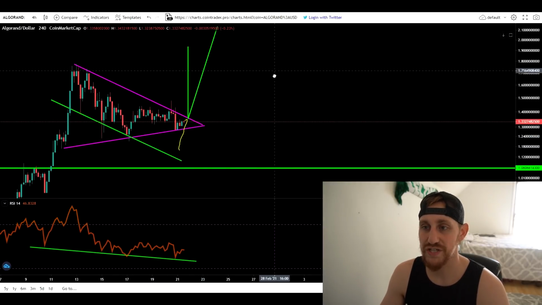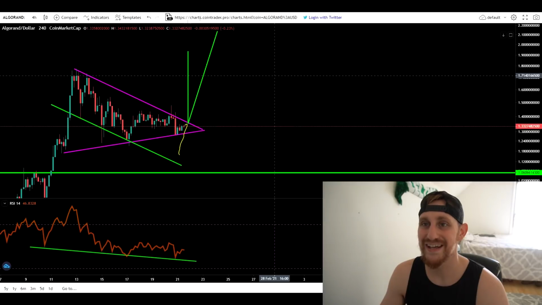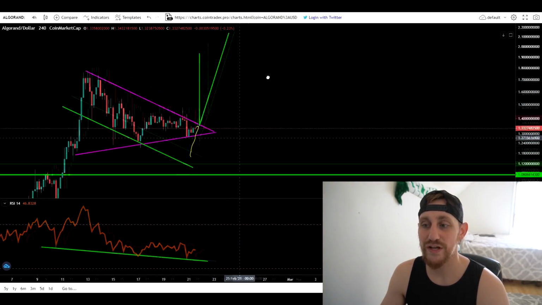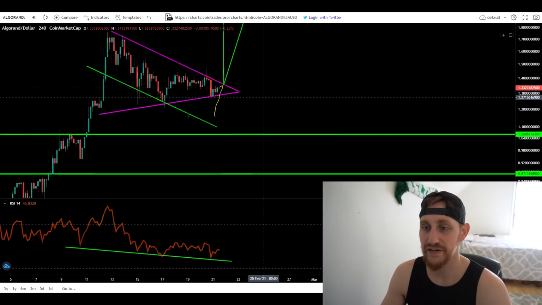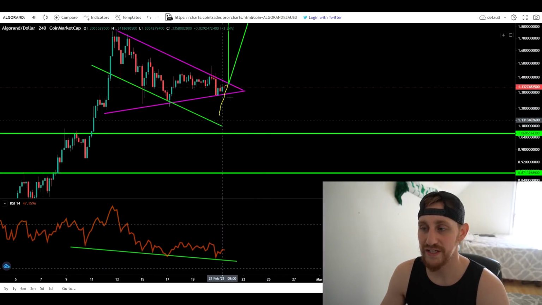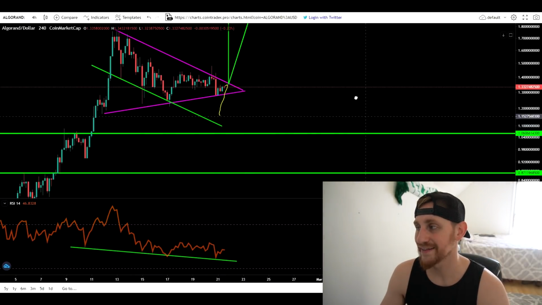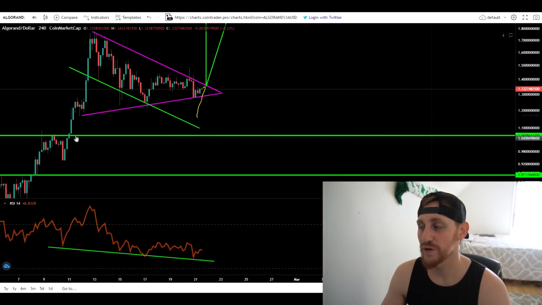You also have this bullish divergence, which is awesome to see on the 4-hour chart. So I believe we're going to go up here. But if we go down, let's talk about our bearish targets here. So our bearish targets, if we continue down to the downside here, I see some good support here at $1.06 if we were to drop that far.